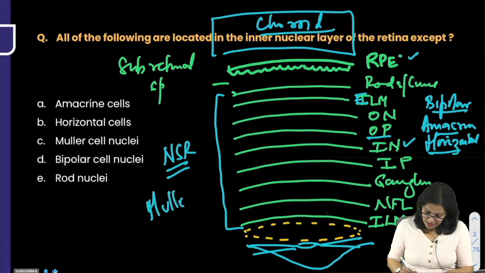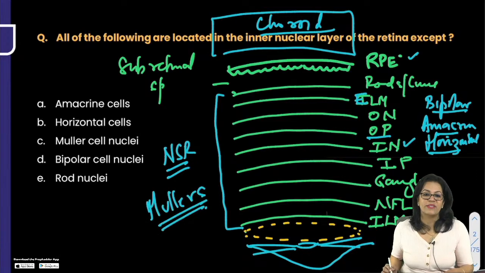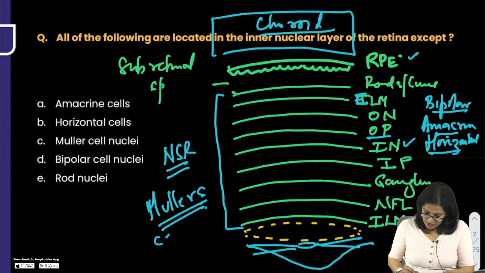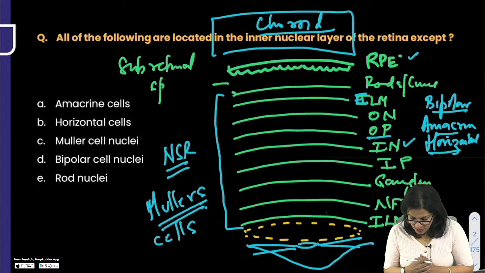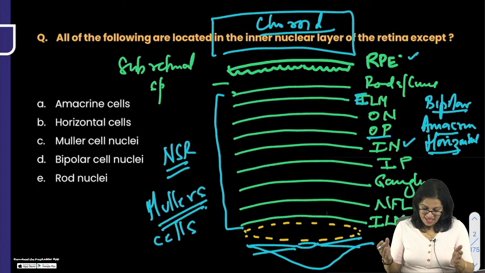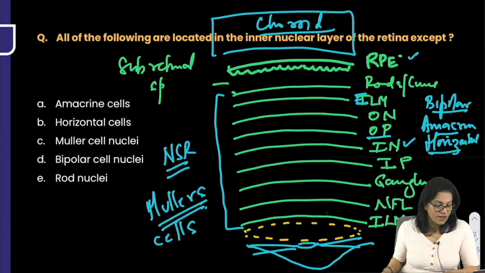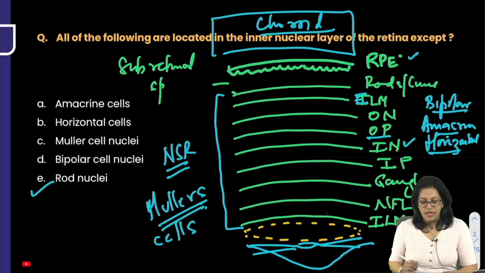We will just see the slide also. Today we are going to see lots and lots of slides. Okay, so these are the Muller cells. This was a quick revision. Let's go back to the question. All the following are located in the inner nuclear layer of the retina except. So we have already answered correctly. It is rod nuclei, correct? Okay.